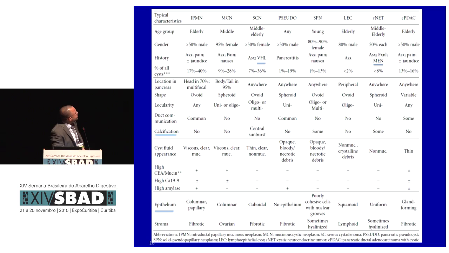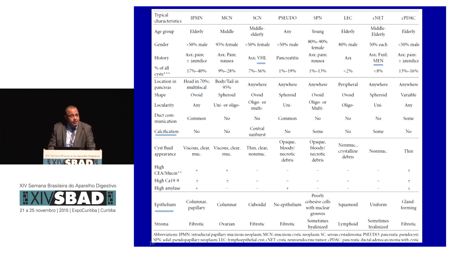In terms of history, we know that serous cystic neoplasm are associated with von Hippel-Lindau syndrome, and cystic neuroendocrine tumors are associated with multiple endocrine neoplasia. In terms of calcification, serous cyst neoplasm, as we already talked about, they have a central scar. You can see calcification. Solid pseudopapillary neoplasm, sometimes you can see calcifications, and sometimes in neuroendocrine tumors. With MCN, if there is a calcification in the wall, this makes the cyst a high risk for malignancy.